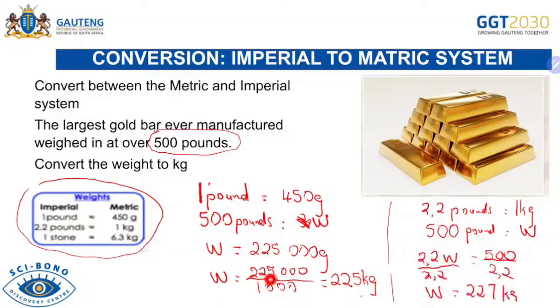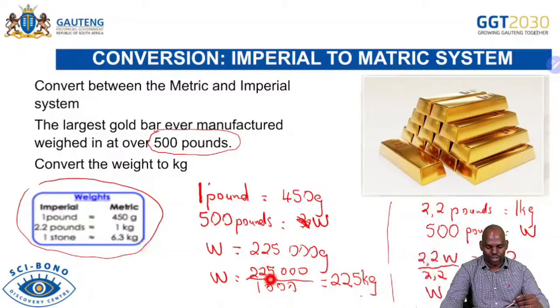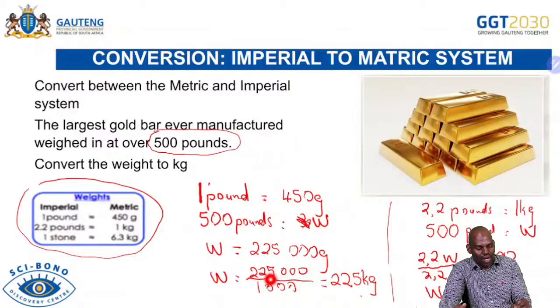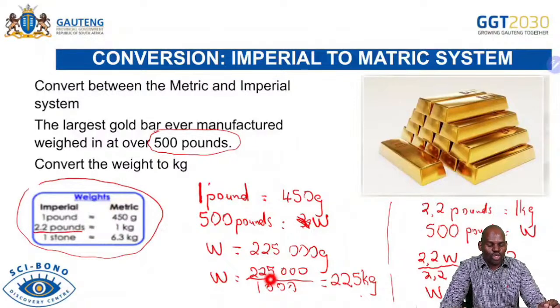So this will give us 227.27 kilograms. Remember, if we use the first conversion factor, we got 225, and if we use the second conversion factor, it is 227 kilograms. Now don't worry about that, boys and girls. The way the conversion factors are given, they lead us to slightly different answers. It's only because maybe this one has been rounded off. That is why it's given as 2.2. Maybe initially it was not exactly 2.2, but in this case it is indicated as 2.2, and that is why it's giving us a slightly different answer.